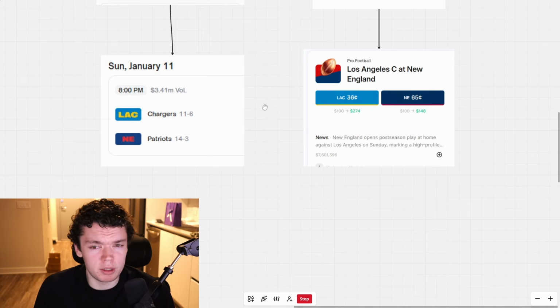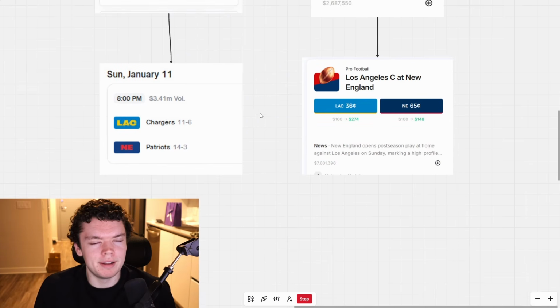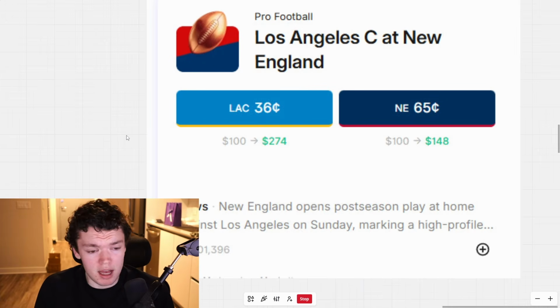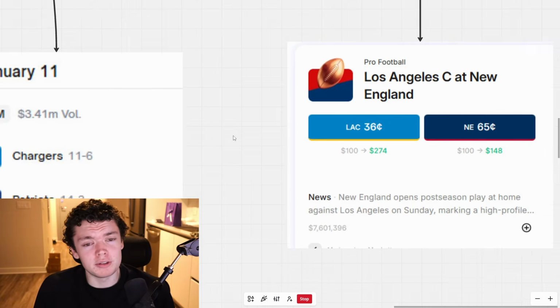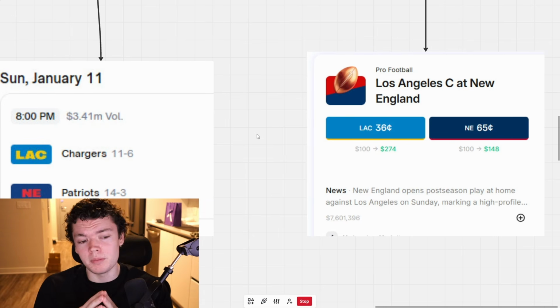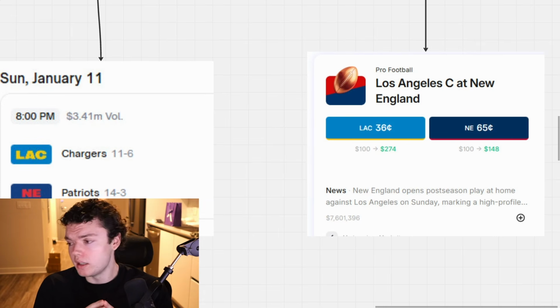Now, if we look at the sports market, this game that's about to happen right now has 3 million volume on Polymarket and 7 million on Kalshi. So obviously, Kalshi is very heavily in sports, and I would not recommend trading sports at all. Okay. I've lost a lot of money trading sports. Okay. Sports is just gambling. It's just gambling. I don't care what you say.